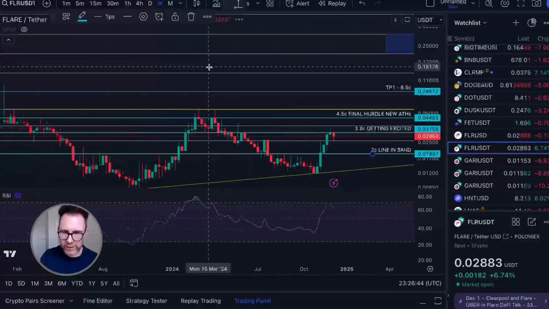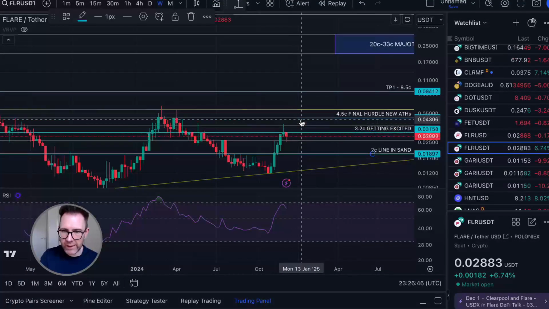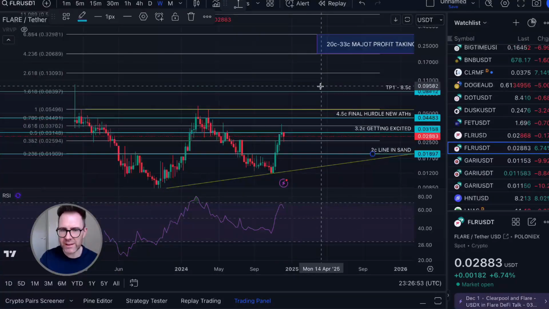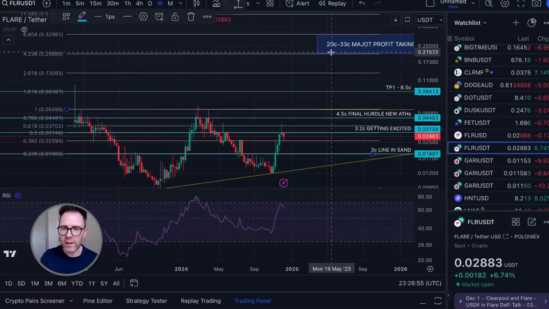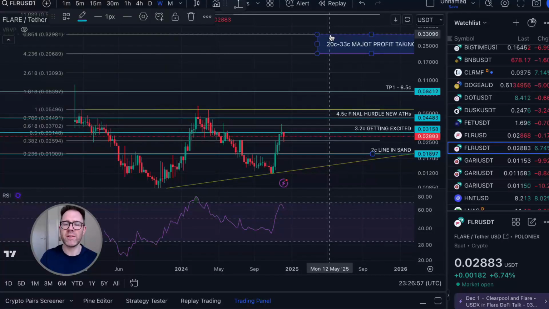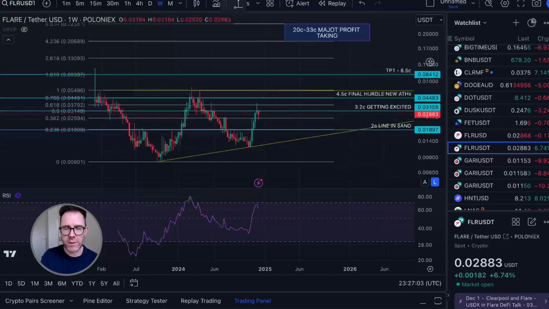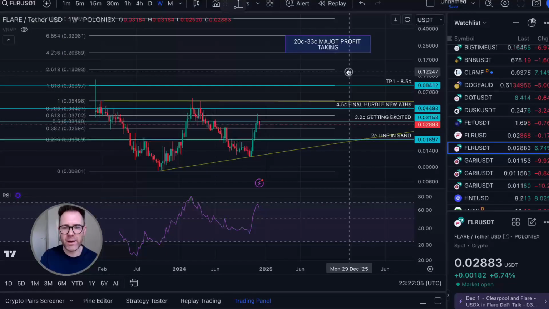I'll pop this on the weekly, okay? Yeah, 4.5 cent final hurdle. I think new all-time highs are coming in this, and my take profit 1 is at 8.5 cents. Take some money off the table. 20 to 33 cents major profit taking. Keep a bag in case we go hog wild on Flare Network. You may take a snapshot of this. You may bookmark this. You may do what you want with it, okay?